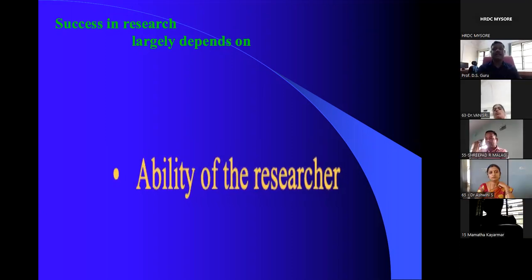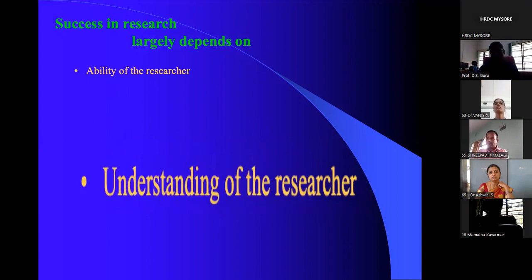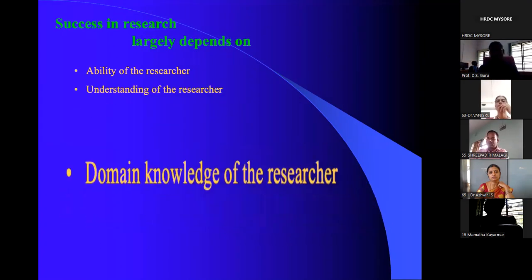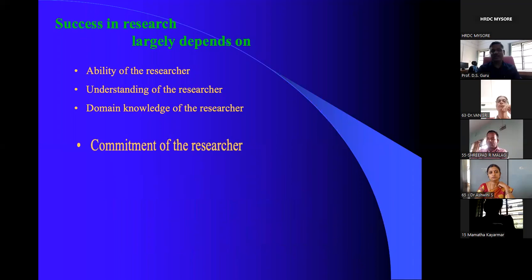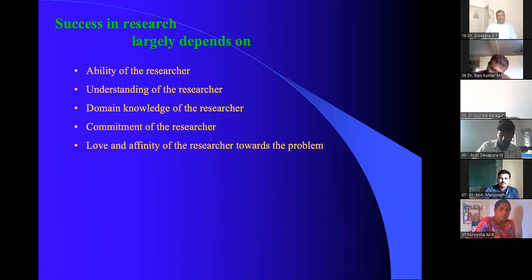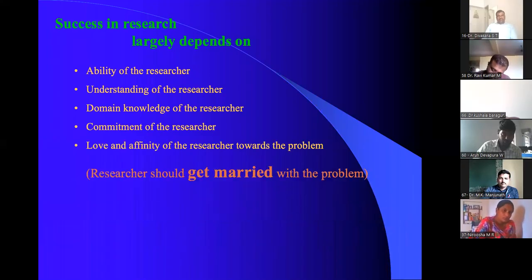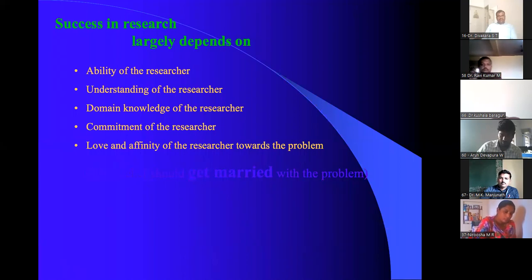Then I understand that it is the ability of the researcher. It is the understanding of the researcher. It is the domain knowledge of the researcher. It is the commitment of the researcher. All in all, the love and affinity that the researcher has towards the problem. I don't want to read the next line. I wish you read the next line, which is in the bracket. Researcher should get married to the problem. Please read it in a broad spectrum.